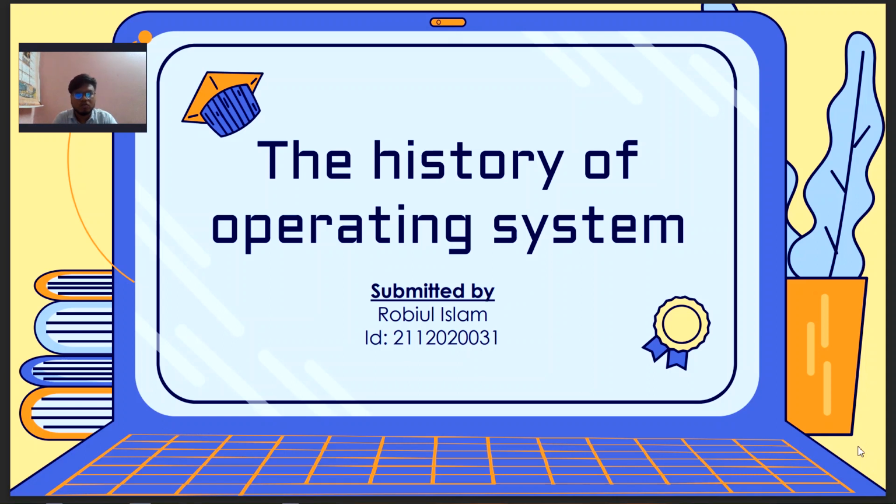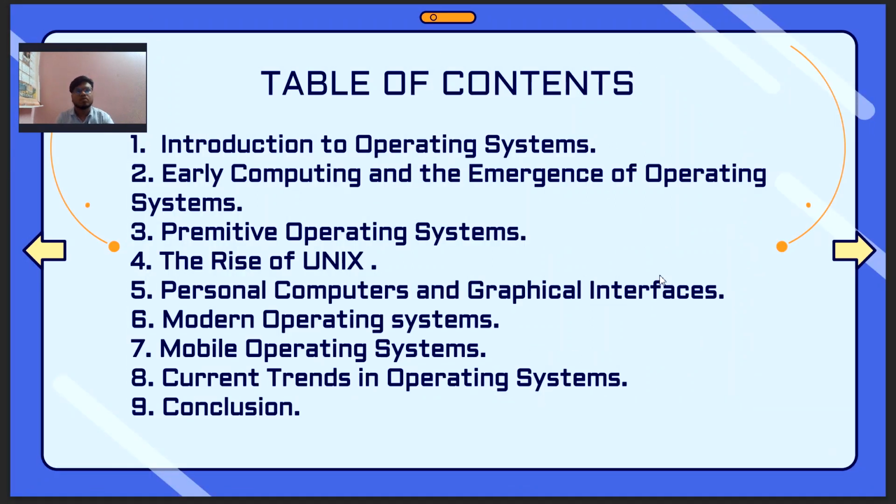Student ID 211-202-0031. Today I'm going to present a presentation on the history of operating system. And in this presentation, we are going to discuss different topics: introduction to operating system, early computing and the emergence of operating system, primitive operating system, the rise of Unix, personal computers and graphical interfaces, modern operating systems, mobile operating systems, current trends in operating systems, and conclusion.